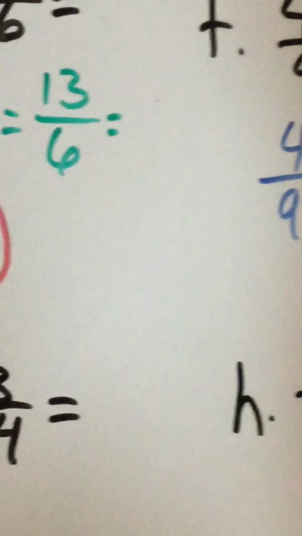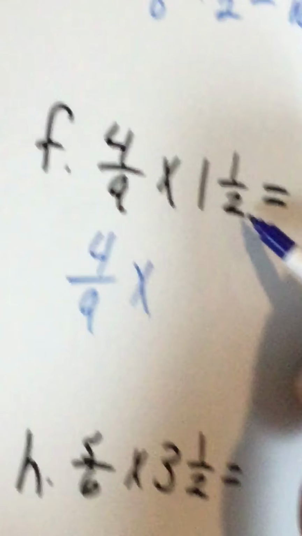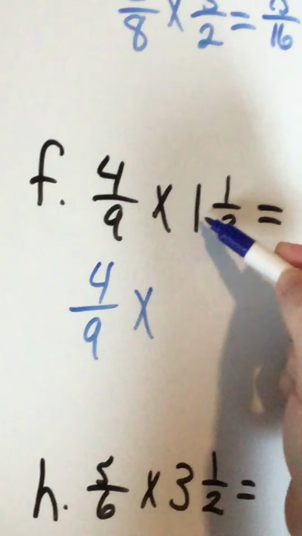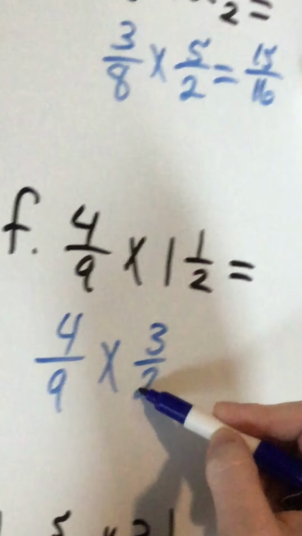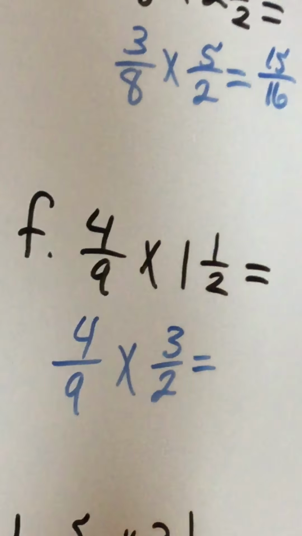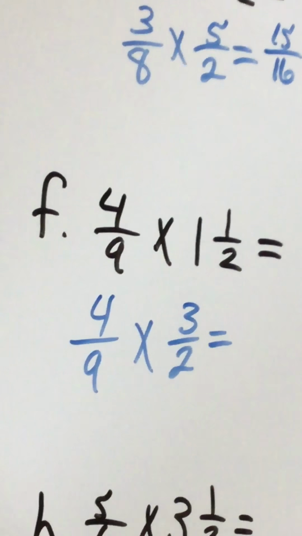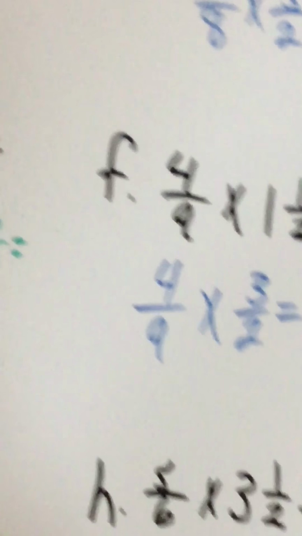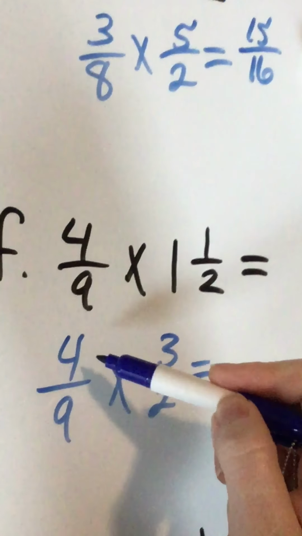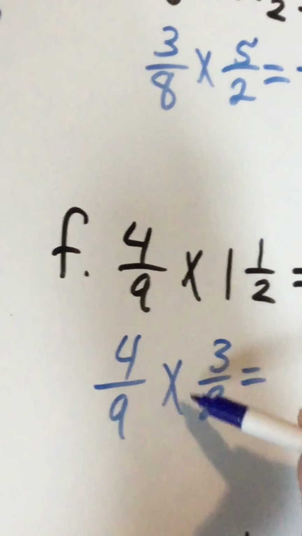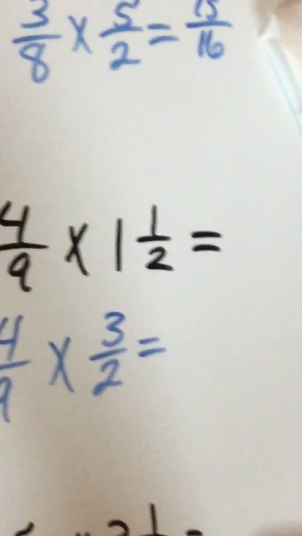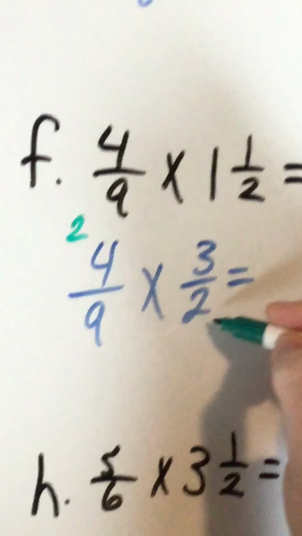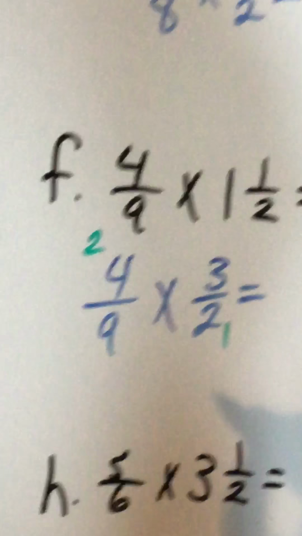We bring down our 4/9. Change our mixed number here. 2 times 1 is 2, plus 1 is 3. And can we cancel anything out? We can. 4 divided by 2 would be 2. Let me do that in a different color. 2 divided by 2 would be 1.